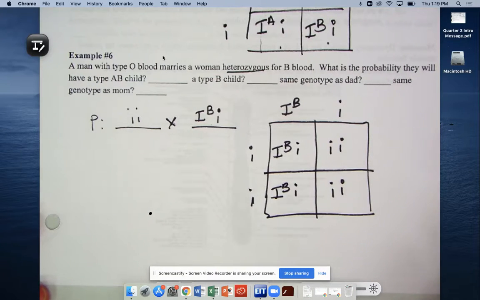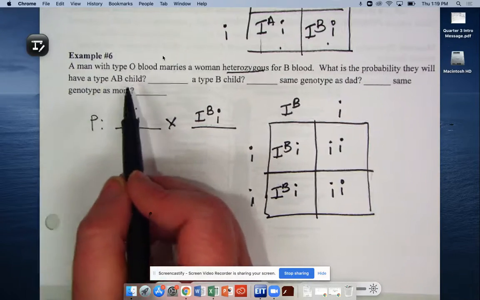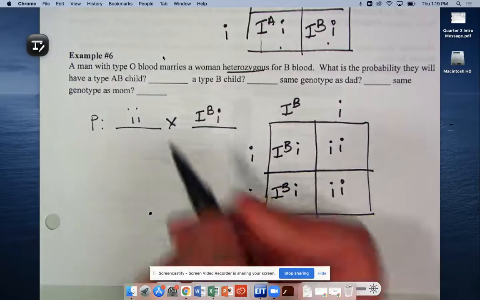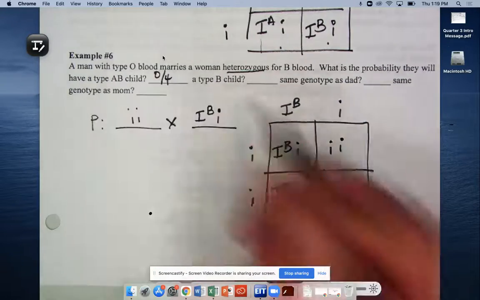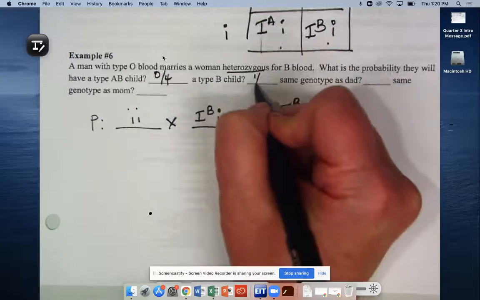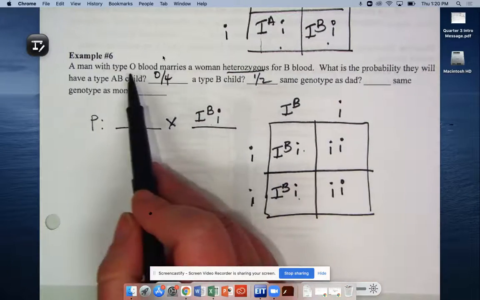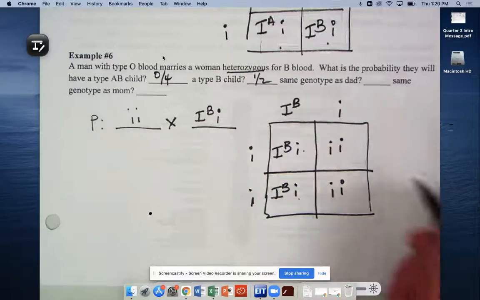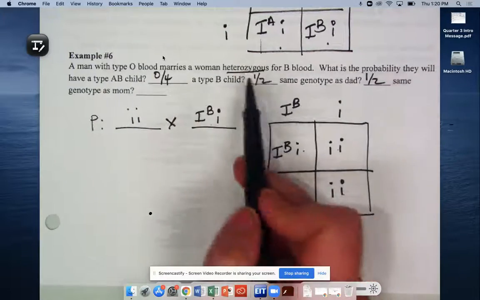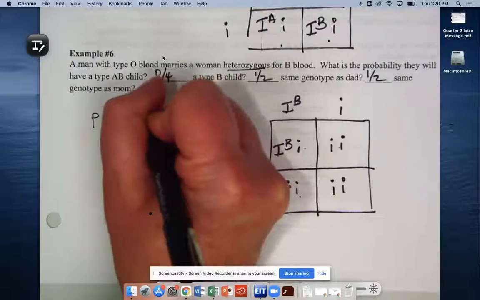And now we answer the questions. What is the probability they will have an AB child? 0. None of them. B child? 1, 2. 1/2. Same as dad. What is dad? Dad is O. So this one, 1/2. Same as mom. What is she? She's this one, 1/2.